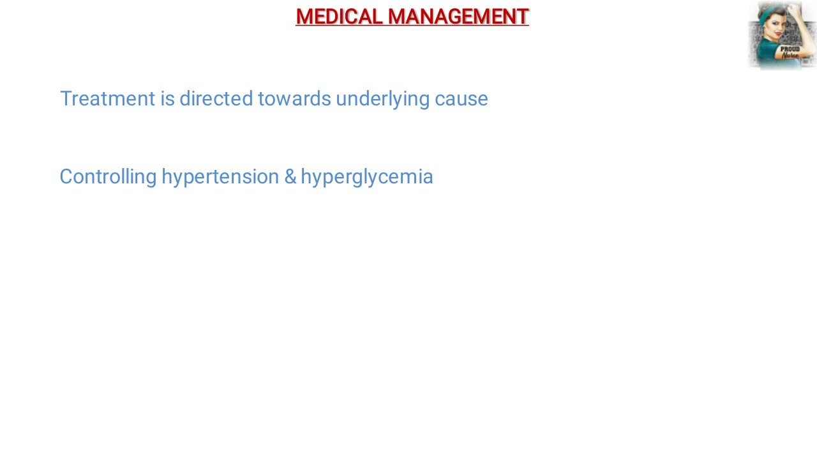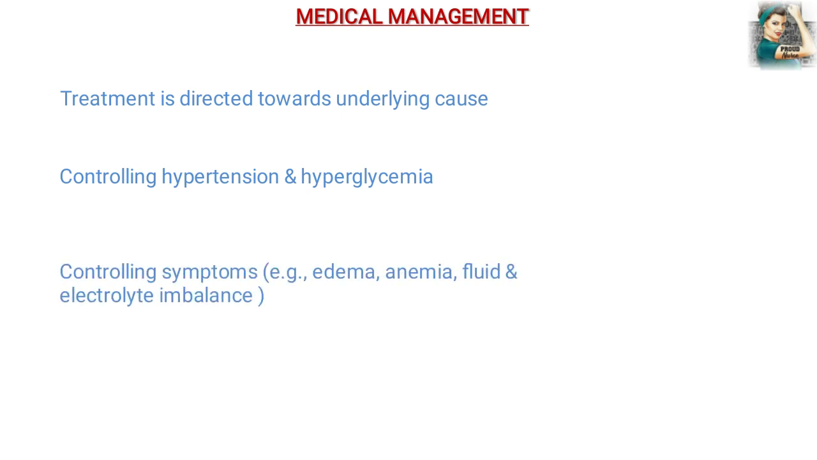Controlling symptoms, for example, edema, anemia, fluid and electrolyte imbalance. Edema can be controlled by the administration of diuretics like furosemide, and the anemia can be corrected by the administration of erythropoietin. Fluid and electrolyte imbalance can be corrected by fluid restriction and reduction in the intake of salt.